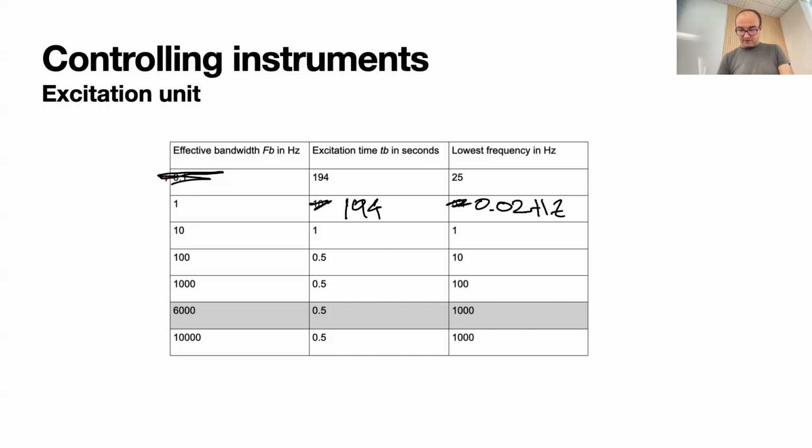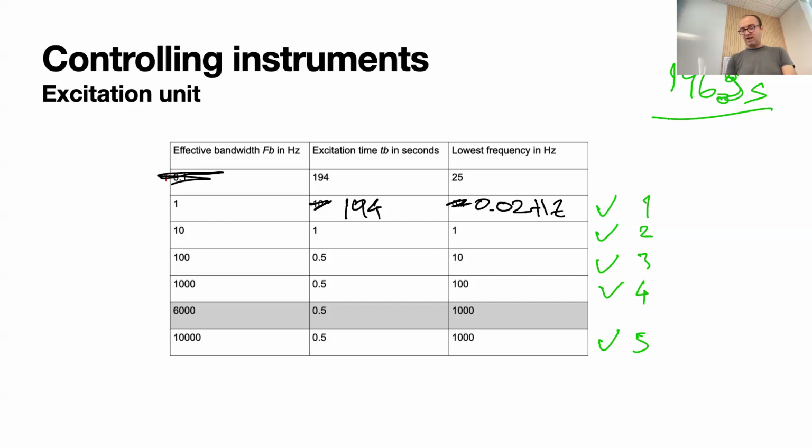So the guys here are doing these experiments: this one, this one, this one, this one, and that. So 1, 2, 3, 4, 5 excitation signals. All together, they will be about 196.5 seconds. This is how much time we are going to use to perform one ice measurement, and we will have the data from 0.02 hertz up to 10 kilohertz, and we will be able to select the frequency bands afterwards.